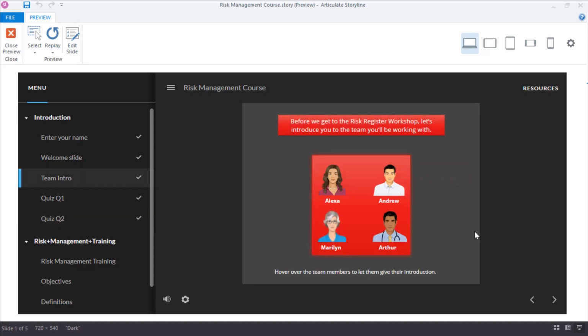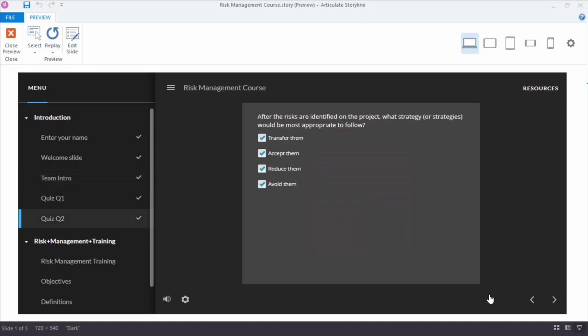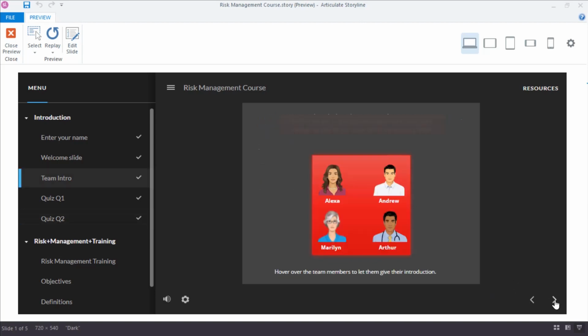So now this is where things start to get a little bit interesting, and where we start using Storyline specific animations and tools. So as soon as I move on to the next slide, let me move on to the next slide once again, I can see an animation which is getting executed, and now the prompt is telling me to hover over the team members to let them give their introduction.